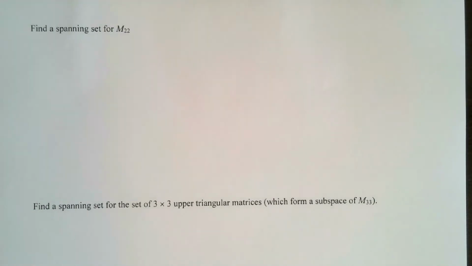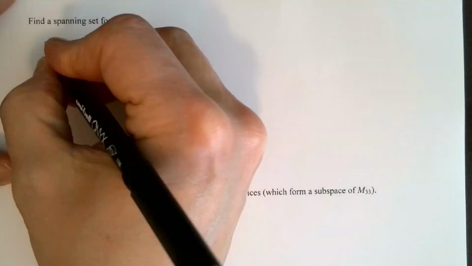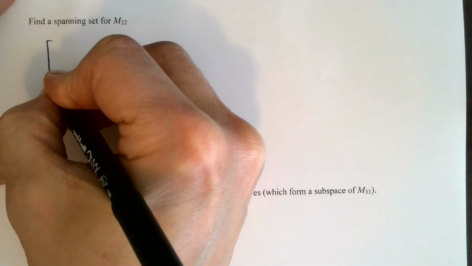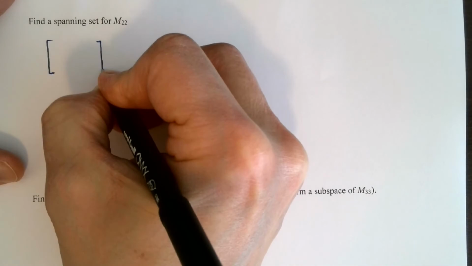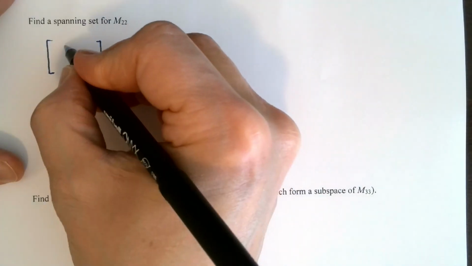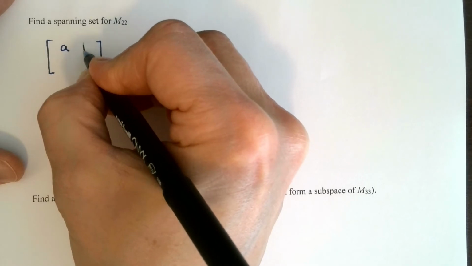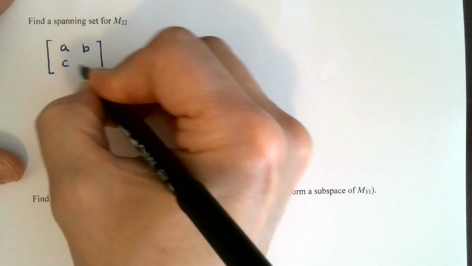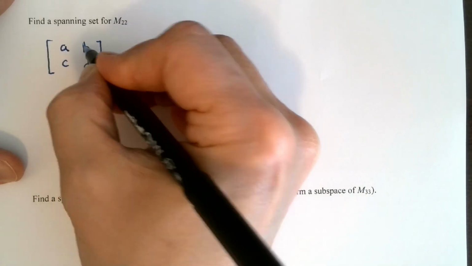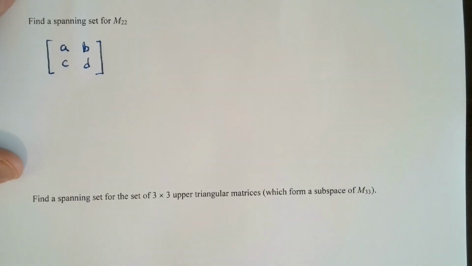Well, let's just think about what is M22. M22 is the vector space consisting of the set of all 2 by 2 matrices. So an arbitrary 2 by 2 matrix will look like what? Each entry is arbitrary, so they don't have to be equal. They can, but I'm going to make it most general, right? So each of these could be different values, A, B, C, and D. So that would be an arbitrary matrix.